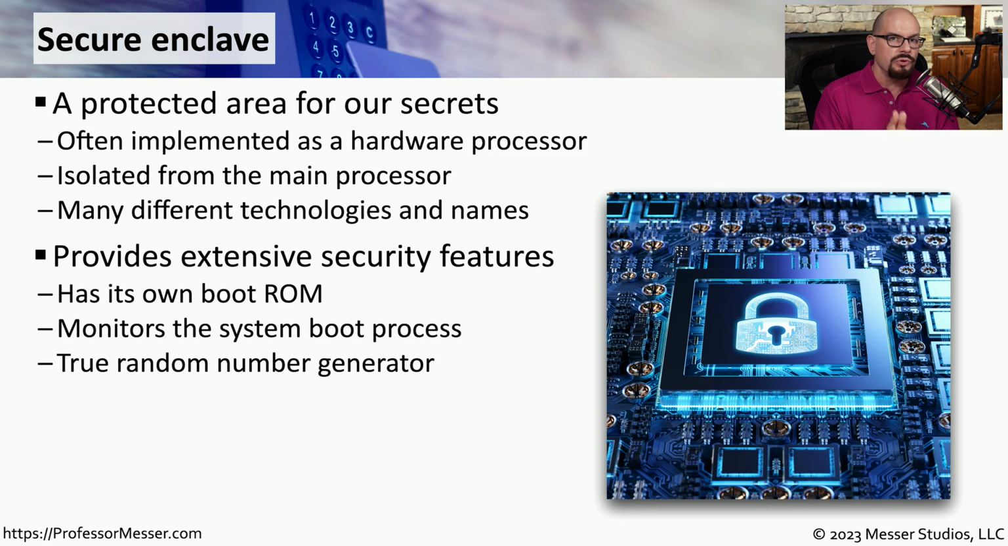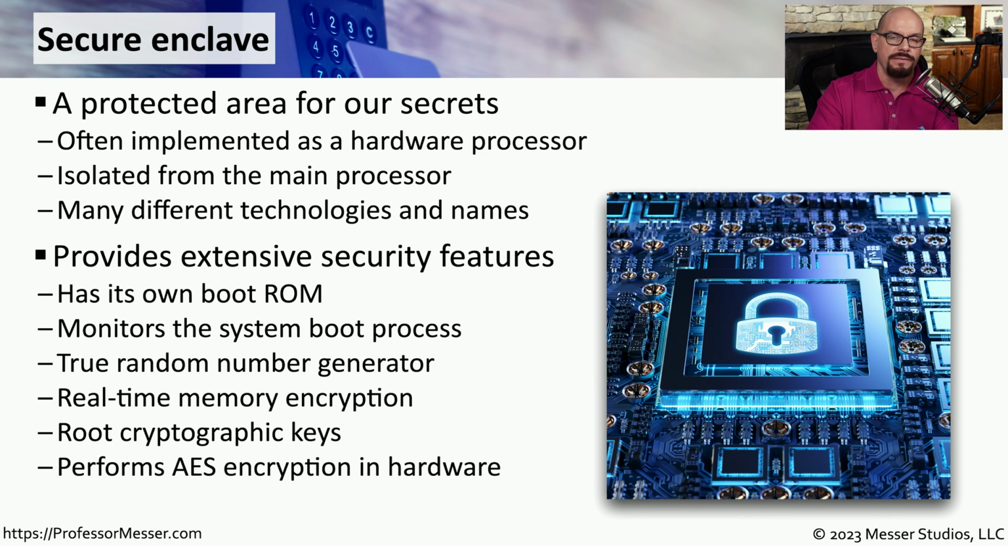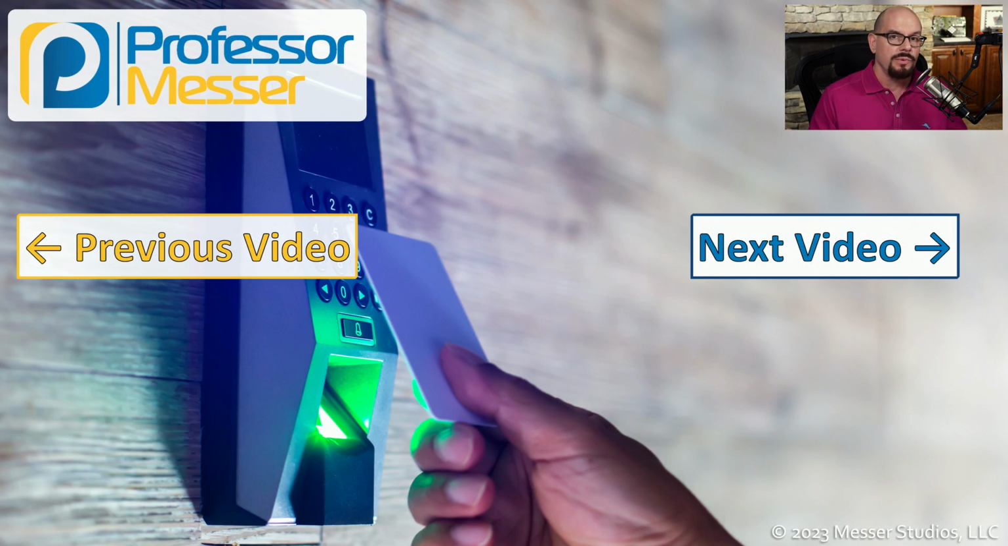It has a true random number generator. It can do real-time encryption of all of the data as it moves in and out of memory. It has cryptographic keys that are built in that cannot be changed and that can be used as a root for all of the other cryptography on your system. And it does AES encryption in the hardware of your device. This is just a summary of the things that are available inside a secure enclave, but you can see that the power of these processors works to keep all of your data private regardless of where it happens to be.